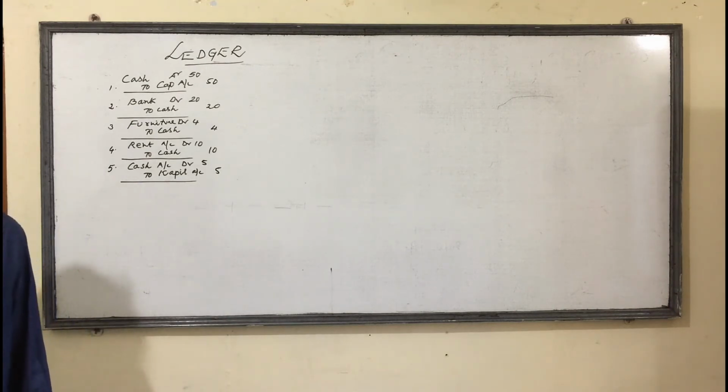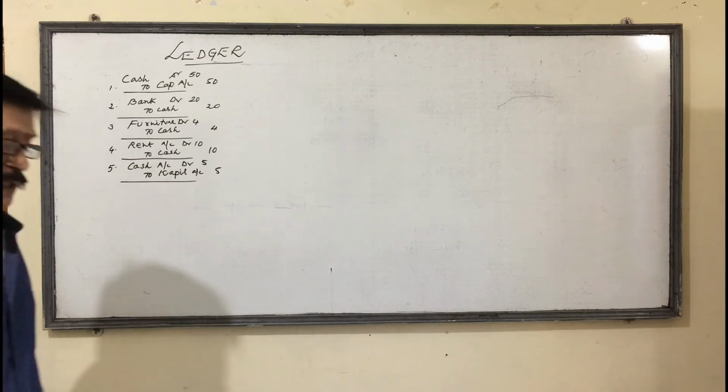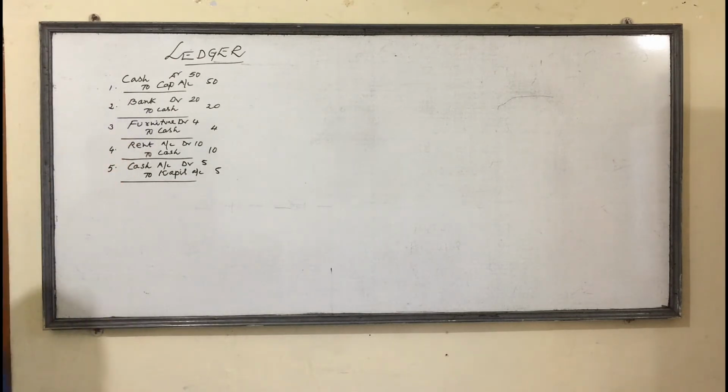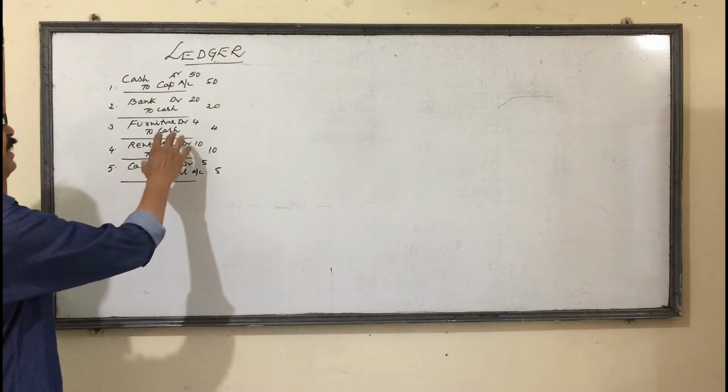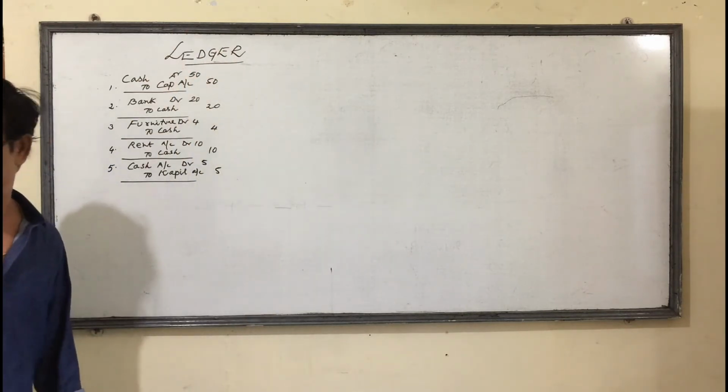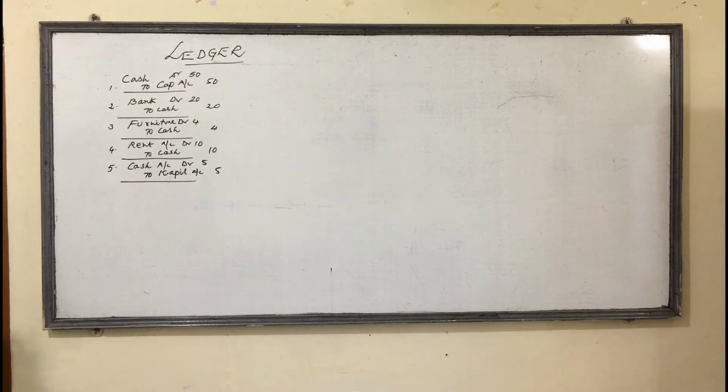Now we are learning how to prepare ledger accounts. Ledger is a book of accounts. It is the secondary book. All the transactions, whatever we recorded, we journalized in the journal book. Again, these are all entered into the ledger. Understanding? First we entered in journal, then we are entering in the ledger.